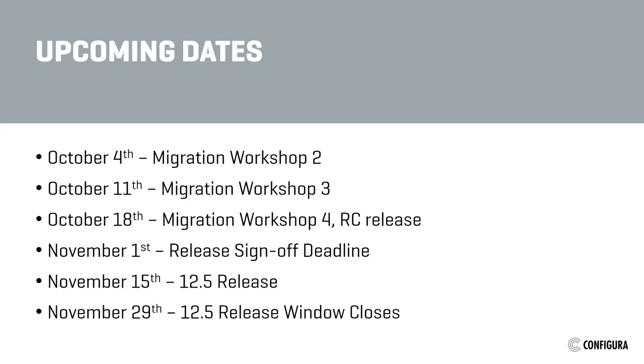On November 1st, we have the release sign-off deadline. To most of us, that doesn't mean a whole lot, but it's a good reminder in case one of your PMs has forgotten about it. That's when we expect everyone to have tested and signed off that their extension is going to work. November 15th is the release for 12.5, and November 29th is the day when we close the release window, which means if your extension's still not migrated by then, we start turning stuff off. So don't be that guy sitting there on November 29th without your extension migrated if you can help it.